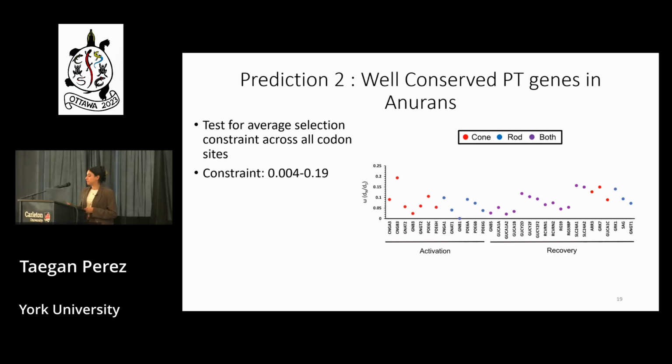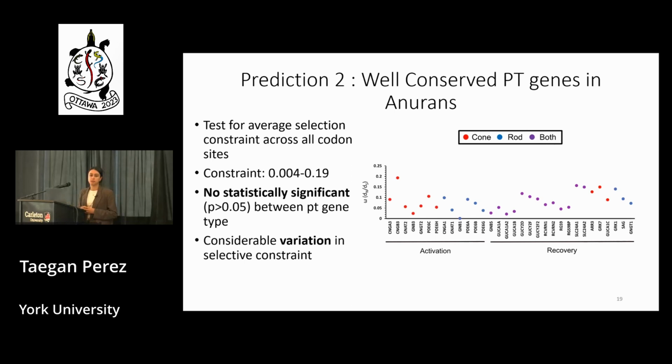But what was even more interesting was that we found no statistically significant patterns between the type of phototransduction genes. So there were no patterns between rods and cones or those found in the activation or recovery phases. What we do see, though, is considerable variation in selective constraint, which we think could be explained by the sheer variation in ecologies, life histories, and behaviors that anurans utilize.